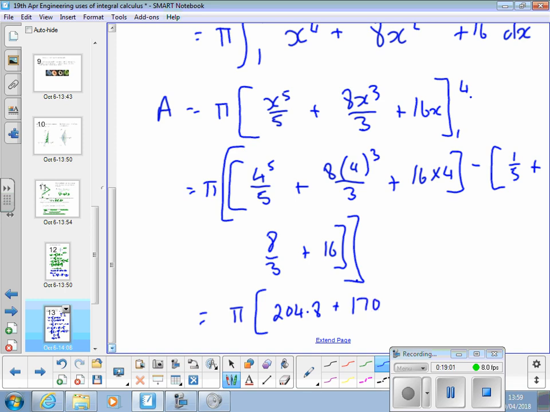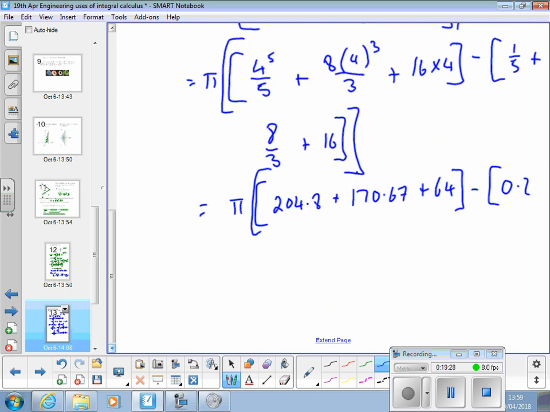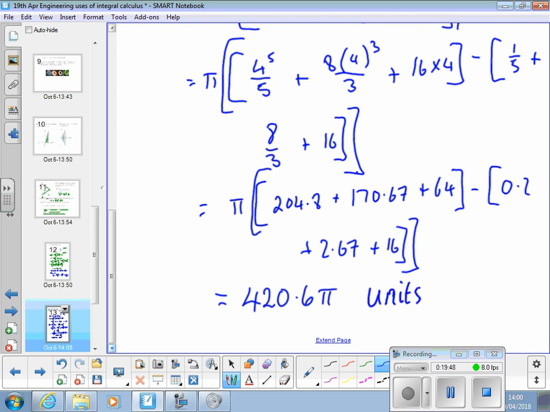plus 170.67, which is the 8 times 4 to the 3, plus 64, minus 0.2 plus 2.67 plus 16, include both sets of brackets, and if you total all that up, that's 420.6 pi units cubed.